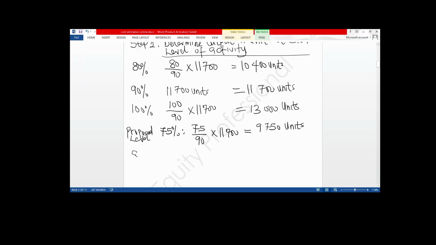Our step 2, test for cost behavior. This will be your step number 2. If you are trying to estimate cost, you test for cost behavior.